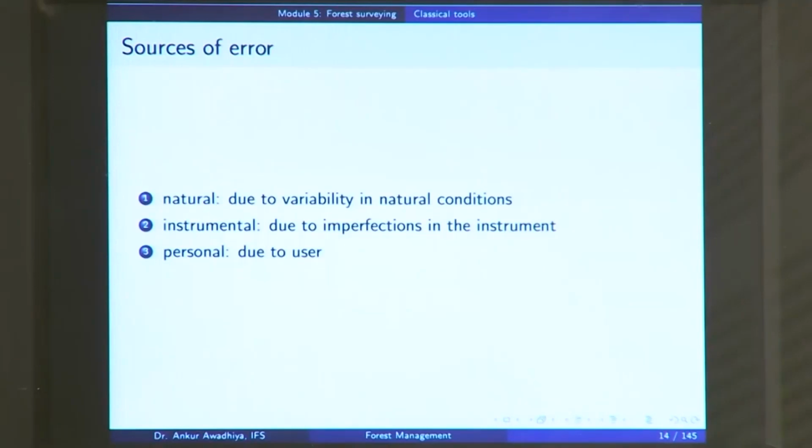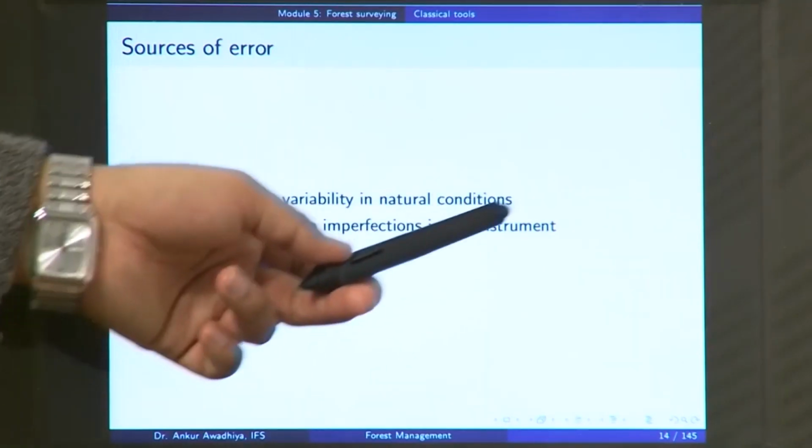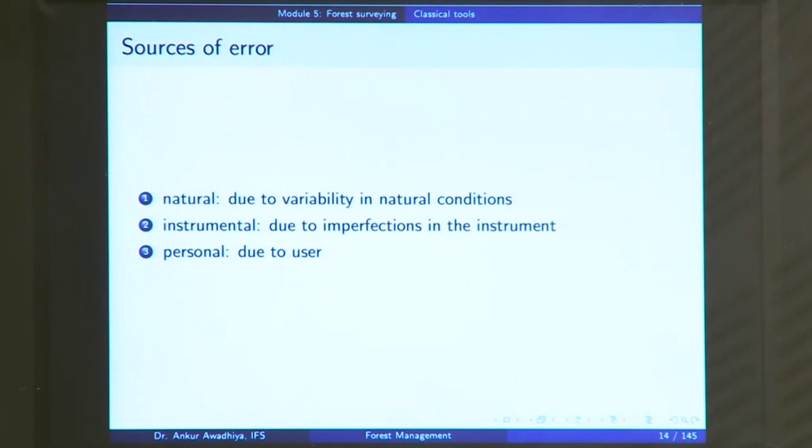When you are using this instrument, you are taking it to different locations, and there might be a difference in temperature, because of which there will be an expansion or contraction of the ruler. So, these are the natural variations because of variability in the natural conditions.